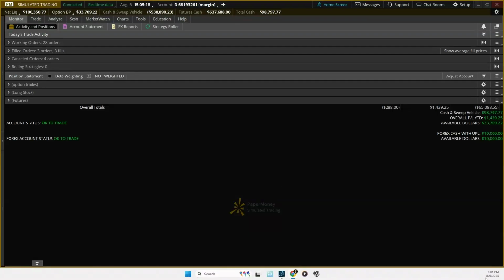It is Wednesday, August 6th, 2025, 3:05 p.m. Hawaiian Standard Time. As you see here, this is a simulated trading account, which is the sample portfolio account.